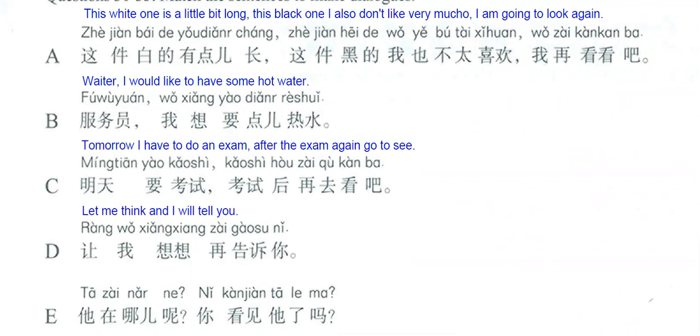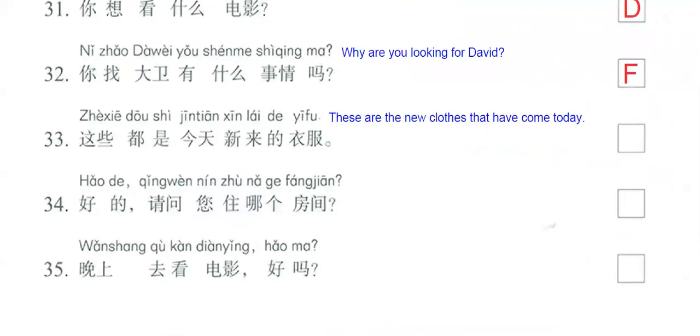How do we know? If you realize they're using the measure word 件, this measure word is used to refer to clothes, pieces of clothes, okay? So in this case, this is the key word to understand that this one is the correct answer, okay?